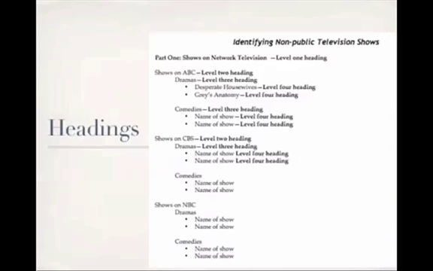So let's look at this example. You'll notice here that level 1 is part 1, shows on network television. Level 2 headings are the different networks, so ABC, CBS, and NBC. Then we look at the third level, and the third levels are the genres. We have dramas and comedies. And we move here to the fourth level, which are actually the titles of the shows. And they're all the same, going through each network, okay? We can also see this in our book.